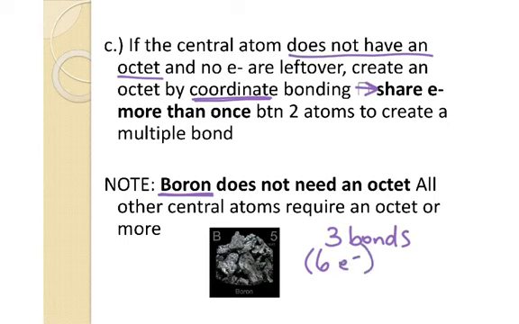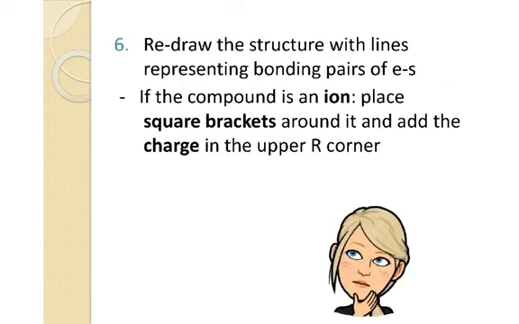So boron will be our weirdo for the Lewis world. Our step 6 is just making a good copy. So basically we're going to redraw our structure, and the thing that will change is we're going to represent our bonding electron pairs as lines. So that's the thing that will change. Everything else pretty much stays the same.